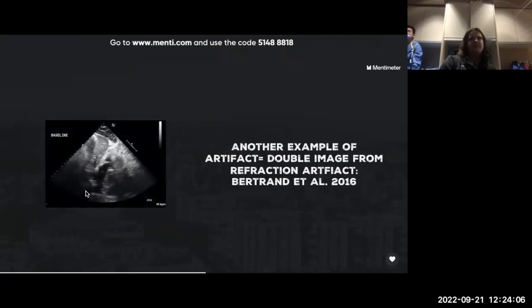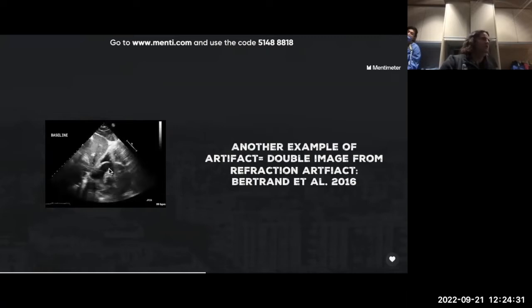Other examples here, you might notice this is a subcostal acquisition. So there's the liver, and there seem to be two beating structures side by side. But you notice these are side by side, not one over the other. So this is not a mirror image artifact. This is called a refraction artifact. It's how the beam is passing through the tissue, but often you'll see duplicated structures along the vertical axis.